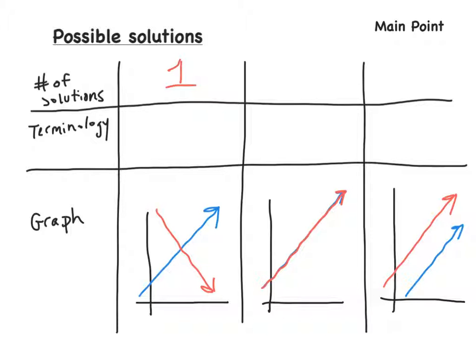Now the terminology, that's basically talking about the different vocabulary terms that we have. Let's look back at the vocabulary terms that you wrote down. There is at least one solution, so it is consistent. But it also has exactly one solution, so it's consistent and independent. So when it crosses at one point, it is both consistent and independent. Let's look at the next graph.